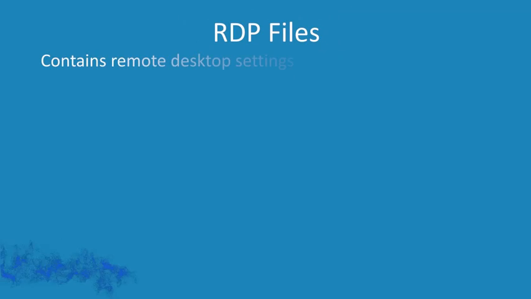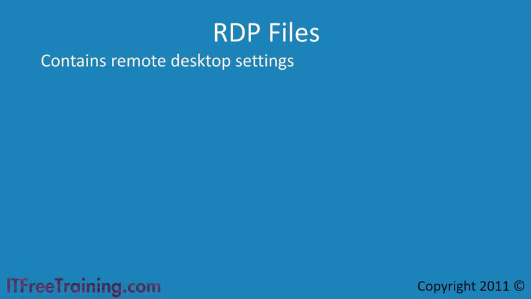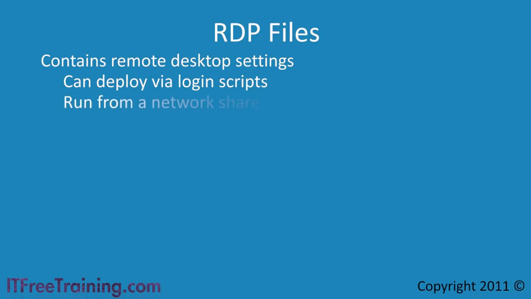RDP files contain all the settings used by a remote desktop connection. These are highly customizable files that can be deployed to your users via login scripts or run from a network share. Once you have set up remote desktop connection the way you want it, you can save the settings into an RDP file and deploy them to your users.